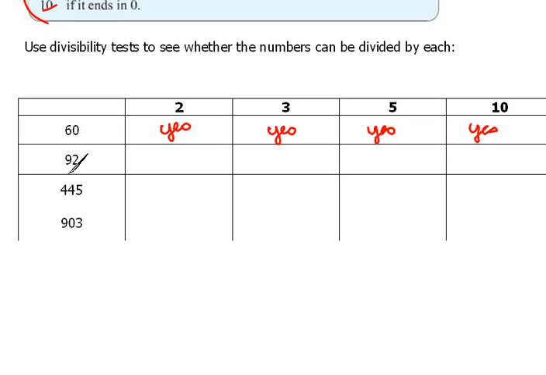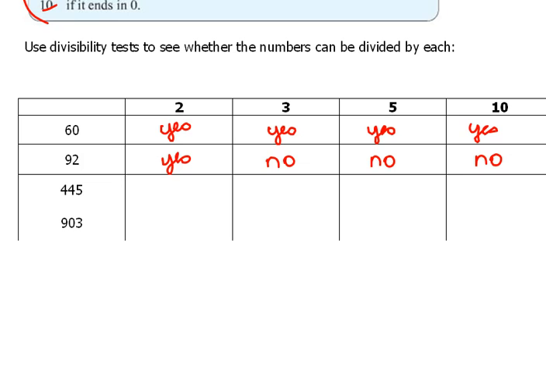All right, let's look at 92. Is it divisible by 2? Yes, it is, because it is an even number. Is it divisible by 3? Well, 9 plus 2 is 11, and 11 is not divisible by 3, so no. Is it divisible by 5? No, it's not, because it has to end in a 0 or a 5. And is it divisible by 10? No, because it has to end in a 0 in order to be divisible by 10.